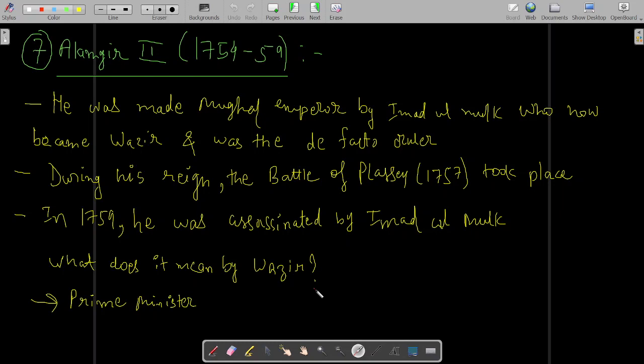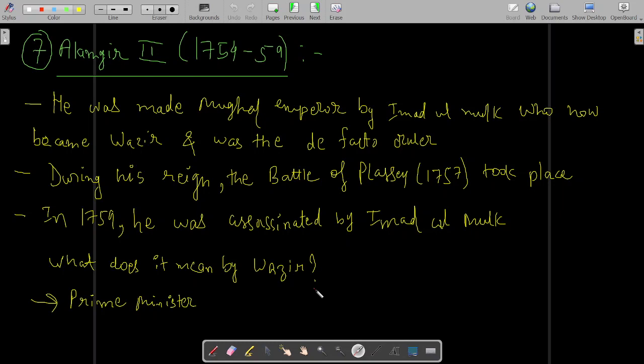And who was Nizamul Mulk? Nizamul Mulk was the founder of the de facto independent state of Hyderabad, which we have already learnt in the previous class. So Imadul Mulk was the grandson of Nizamul Mulk. He was made Alamgir II, who ruled from 1754 to 1759. He was made Mughal emperor with the help of the noble called Imadul Mulk, who now became wazir.